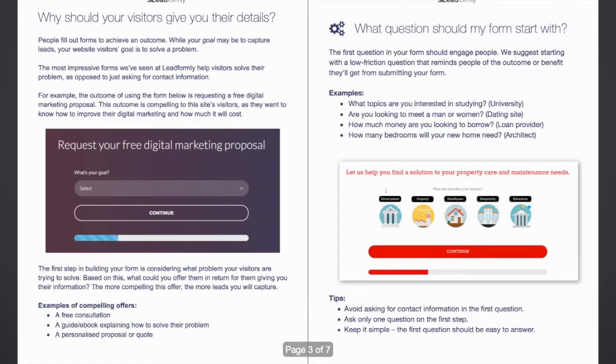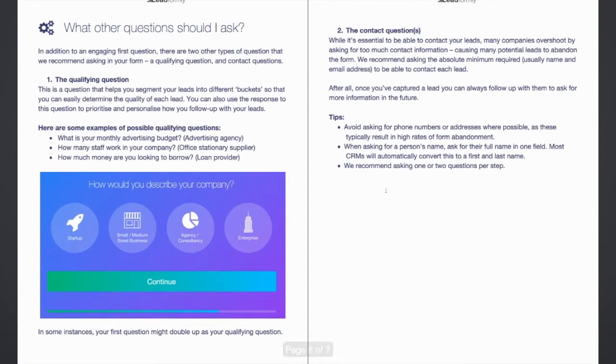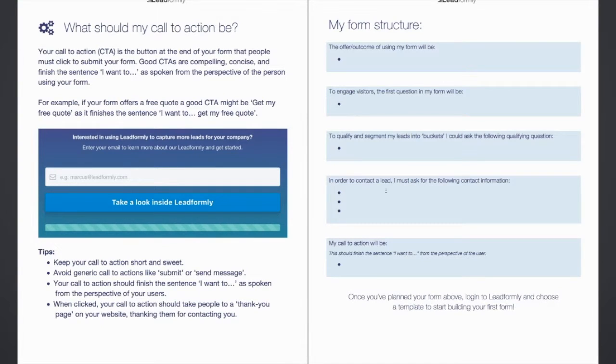And this just covers a lot of things that we're going to cover in this video in a bit more detail. It includes more examples and screenshots so that you can see some of the examples of what our customers have done, which might be able to inform or provide some inspiration around what you could perhaps include in your own form. Also, at the end of this worksheet, we've got a planning section where you can plan out the structure of your first form.